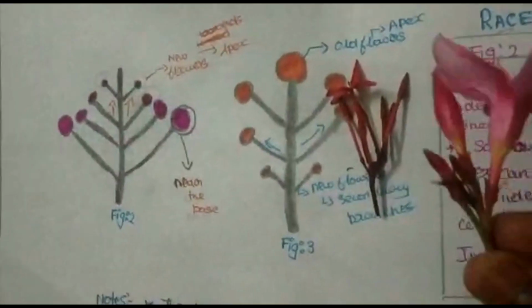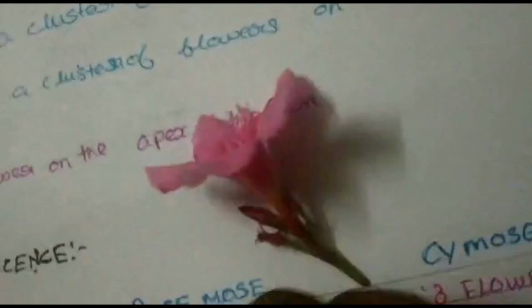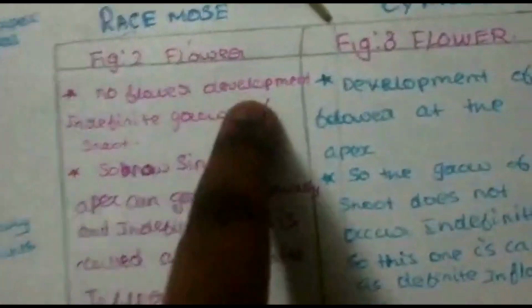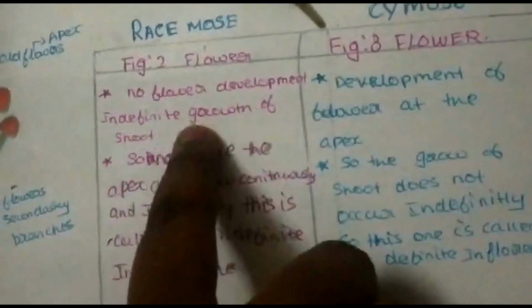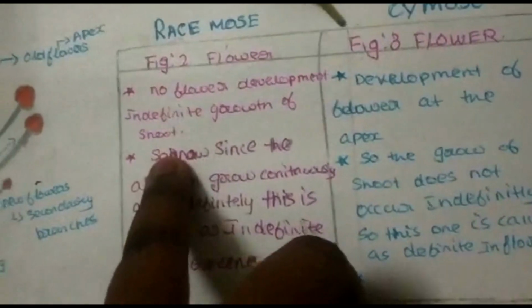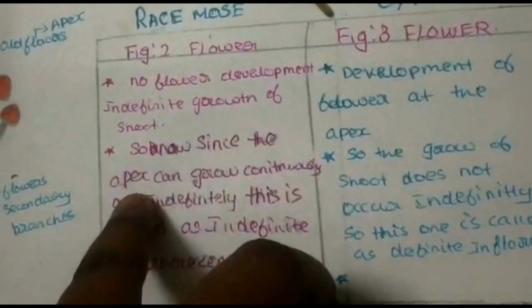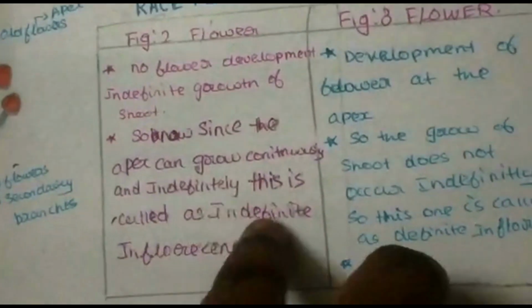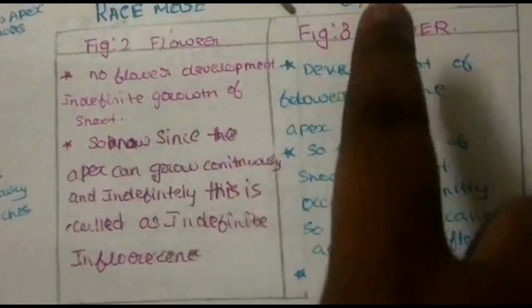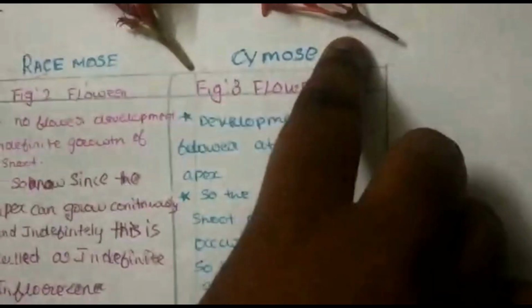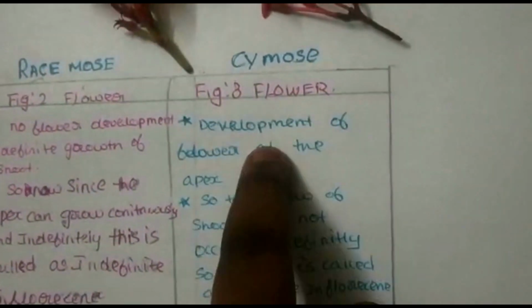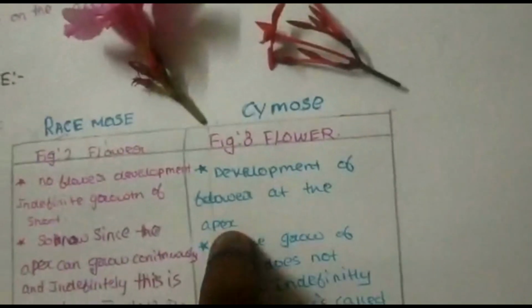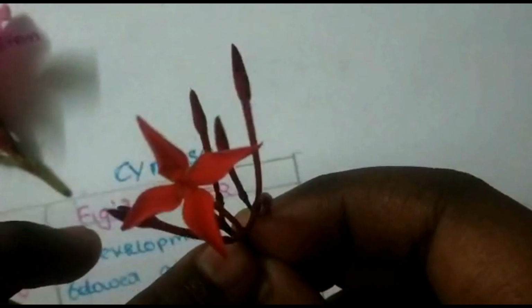So this flower is called Racemose, and this flower is called Cymose. So no flower development, indefinite growth of shoots. Since the apex can grow continuously and indefinitely, this is called indefinite inflorescence, and this is called Cymose. Development of flowers at the apex. So here you can see that this flower is grown at the apex of the stem.